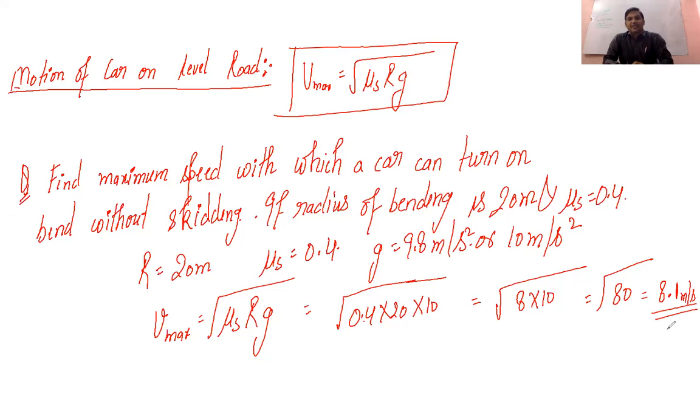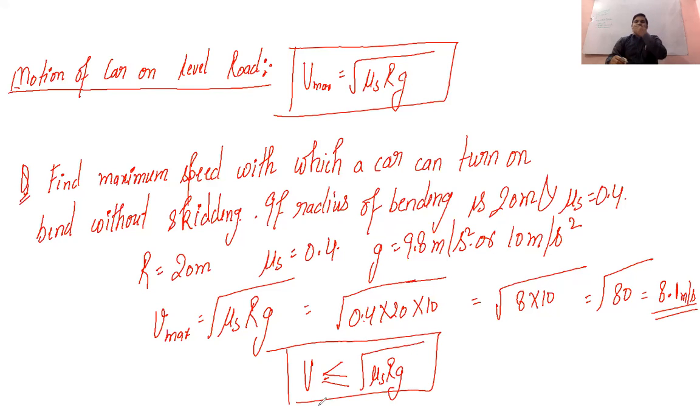अगर इससे ज्यादा स्पीड हो जाएगी बच्चे, तो कार क्या कर जाएगी? स्किड कर जाएगी. इसका मतलब ये हो गया बच्चे कि जब हम इसकी बात करते हैं वेलोसिटी की, it is always written like this, less than or equal to under root mu s r into g. Okay, suppose the question is asked like this, a car is there which wants to turn of radius 20 meter and the coefficient of friction is 0.4, at speed, let's say they are saying 10 meter per second. What will happen?